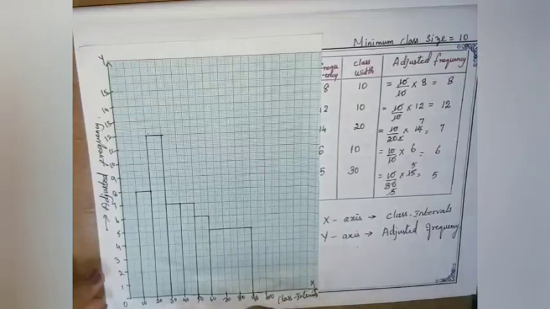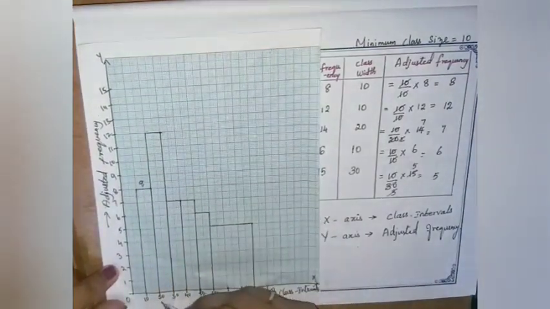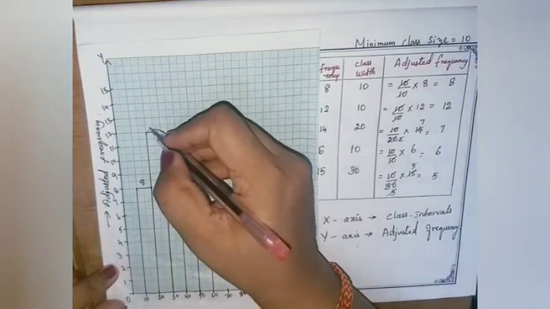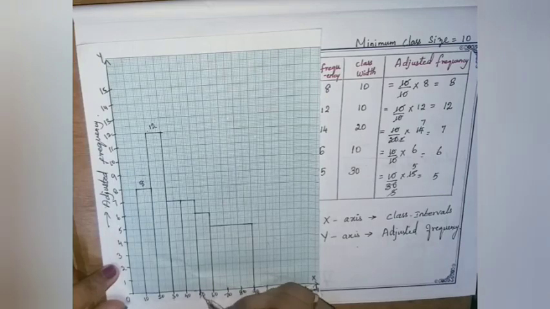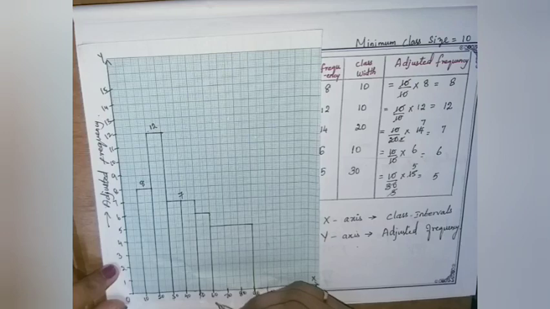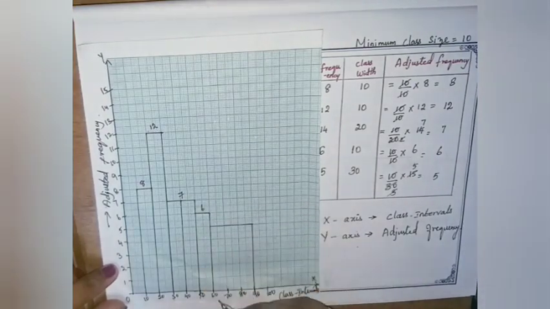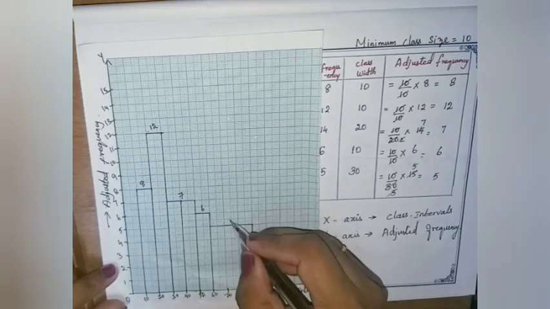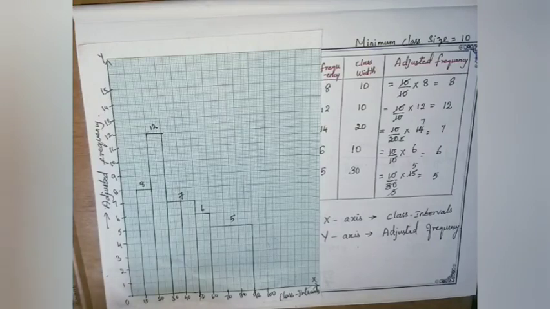If you see the frequency, for 10 to 20, it is 8. 20 to 30, it is 12. 30 to 50, it is 7. 50 to 60, it is 6. 60 to 90, it is 5. So this is how you plot the histogram after converting to the adjusted frequency.